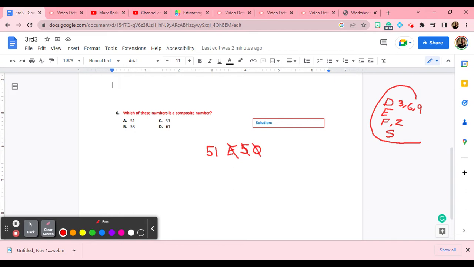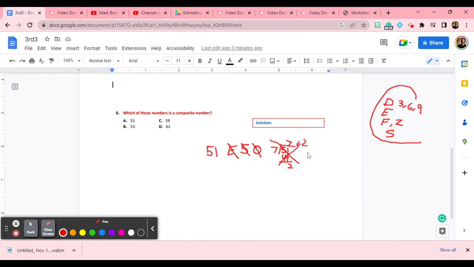It does not. Is 51 divisible by 7? Well, let's check that. 7 into 51. I don't think so, because 7 times 7 is 49, and we're going to have a remainder. It has to be evenly divisible, and that's 7 remainder 2. So it is not divisible by 7.